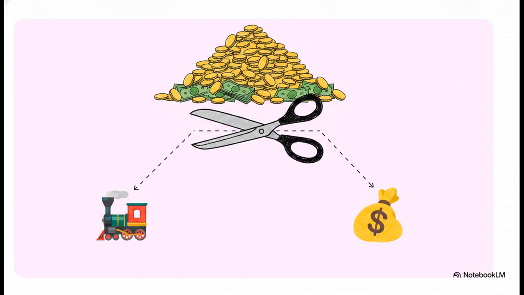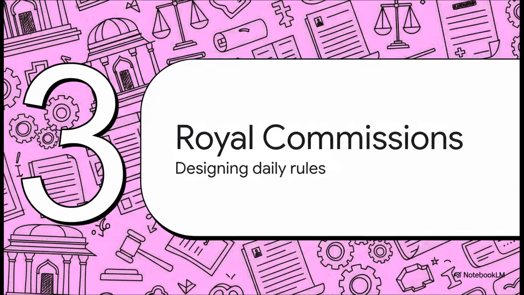This was a gigantic shift in how public funds and infrastructure were managed, and it really goes to show just how colossal the railway system had become by that point. Which brings us to Section 3, the Royal Commissions.